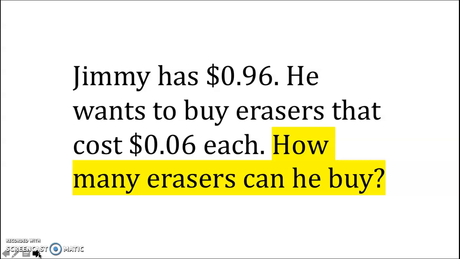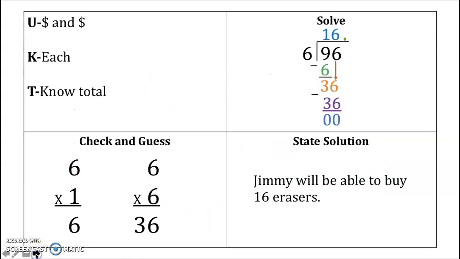Now, I know that 16 is my quotient. However, I forgot 16 what? $16, 16 rainbows. I go back and I need to check and reread my word problem. Now, you know what you need to answer because it's always at the end with the question mark, and it usually starts with a how. So it says, how many erasers can he buy? He being Jimmy. I remember that my quotient is 16. So I know that Jimmy will be able to buy 16 erasers.